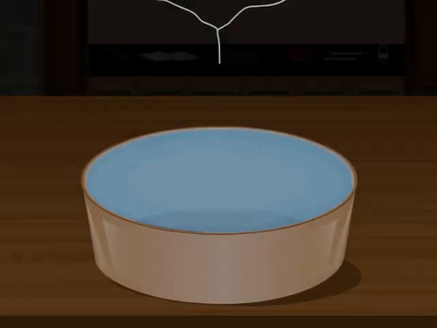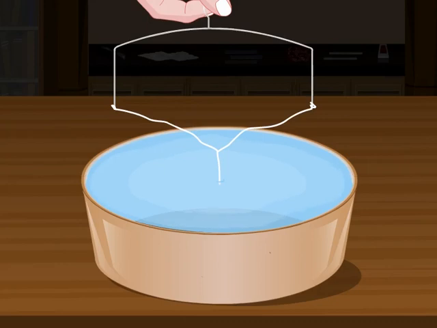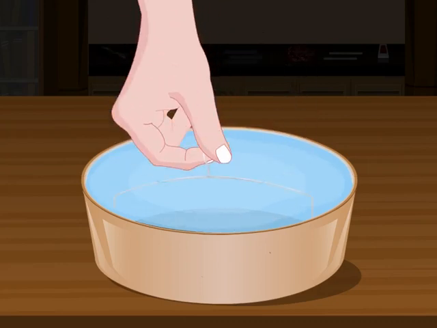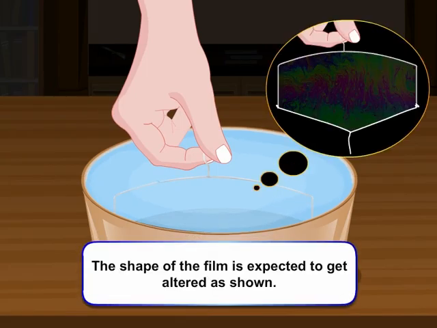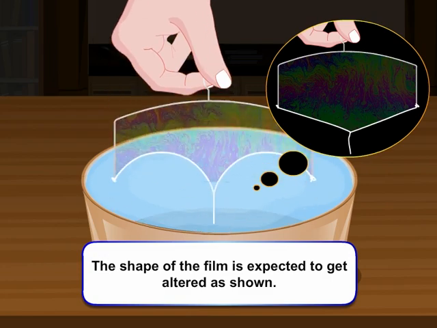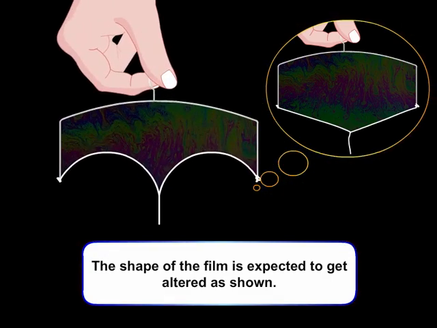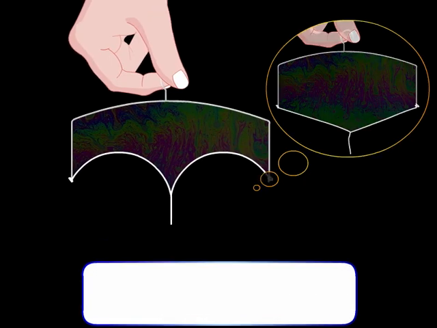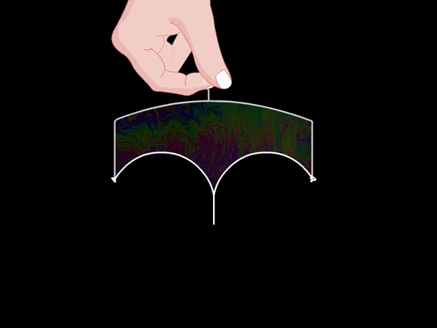same reason. A metallic frame having a flexible string as the sliding arm is dipped in a soap solution, and a liquid film is formed. As the flexible wire is pulled outwards, the shape of the film is expected to get altered as shown. Contrary to the expectation, the string gets pulled in the form of circular arcs. Since for a given perimeter, a circle has the largest area, the flexible wire assumes an arc shape to minimize the surface area by excluding the circular portion from it.